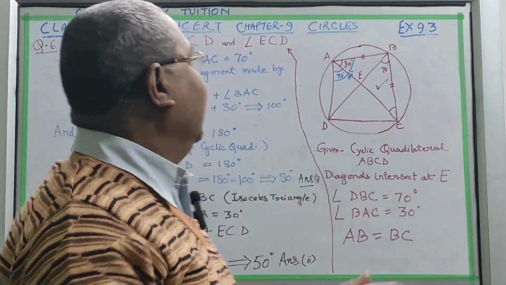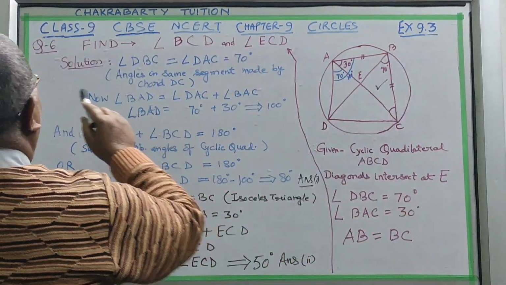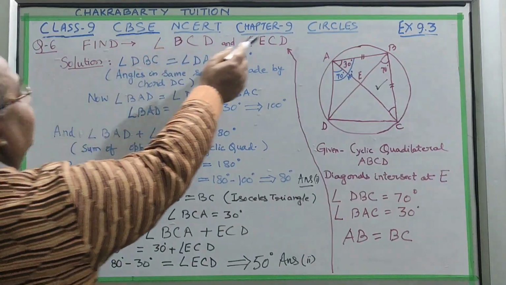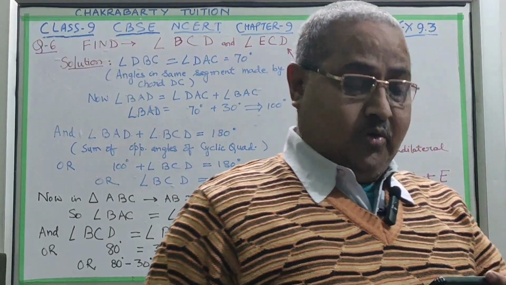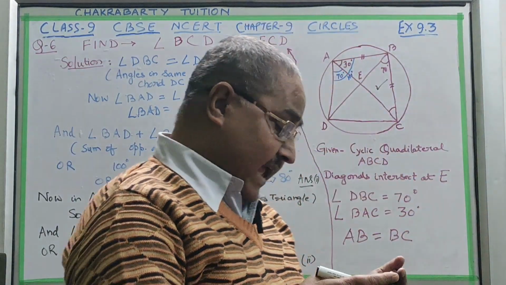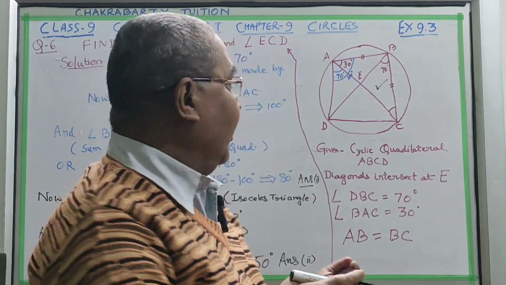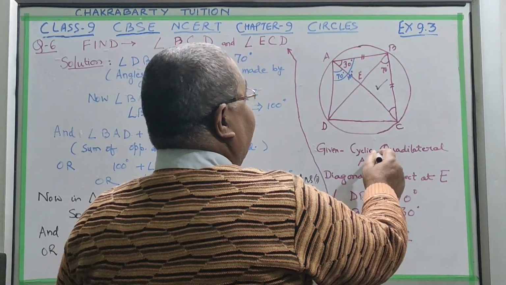Hello, today we will cover exercise 9.3 and question number 6 of the NCERT book, chapter 9, on circles. Question 6: ABCD is a cyclic quadrilateral whose diagonals intersect at point E.